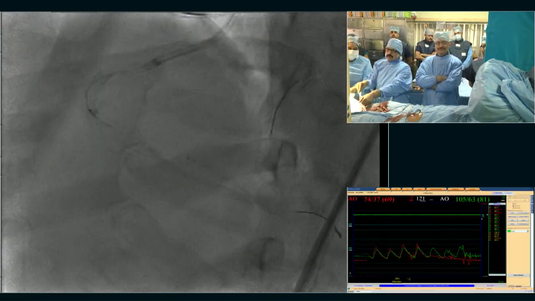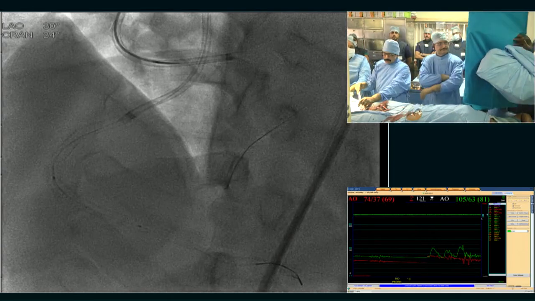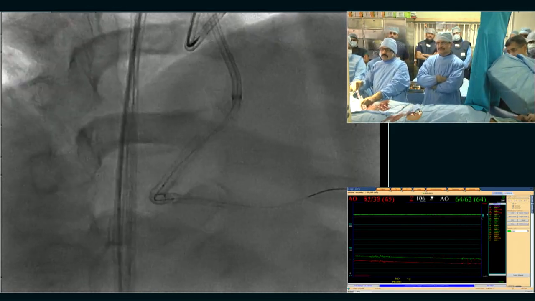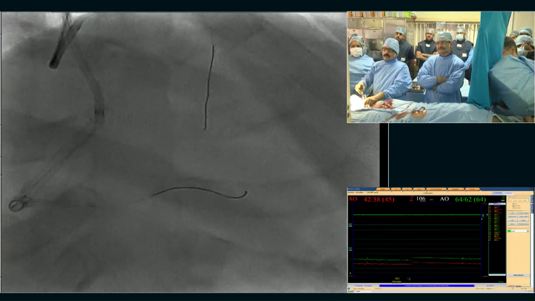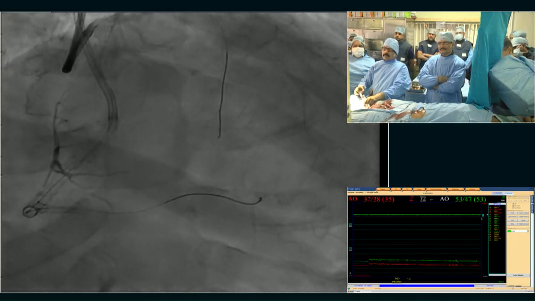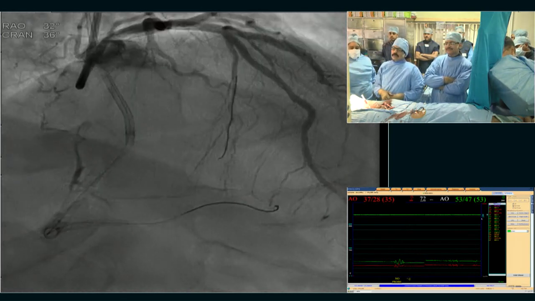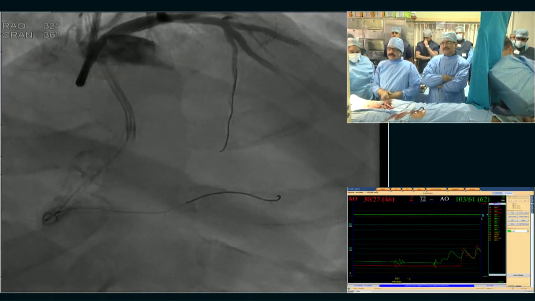You can do RAO cranial. Now you can. The collateral connecting to the PDA is disappearing and the PLV is filling. You can see the PLV is filling beautifully through the epicardial collateral.